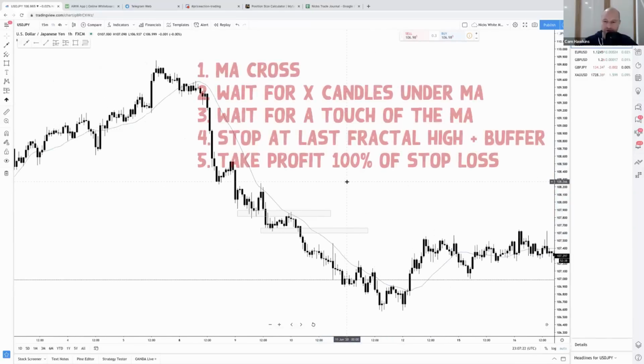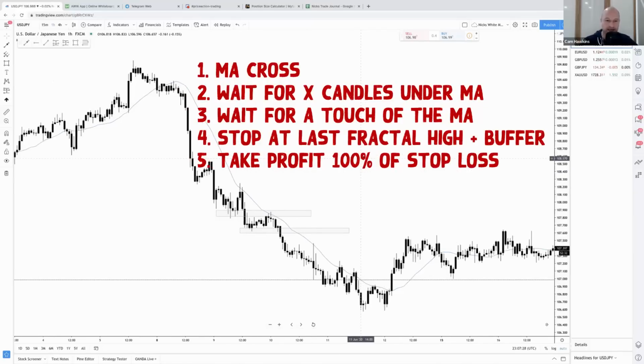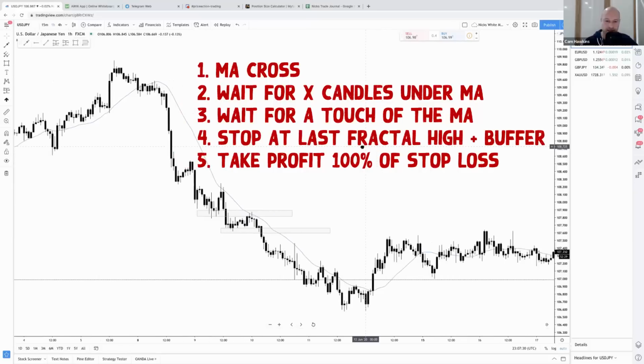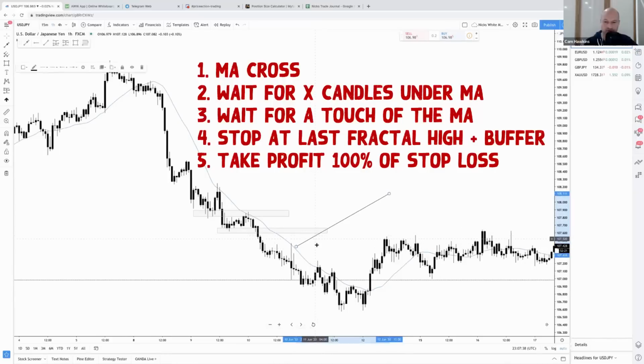So we're going to do a moving average crossover. We're going to wait for a number of candles to stay under or above that moving average. Then we're waiting for it to come back and touch that moving average. After those candles have passed, we enter with a stop above a fractal, the most recent fractal high.